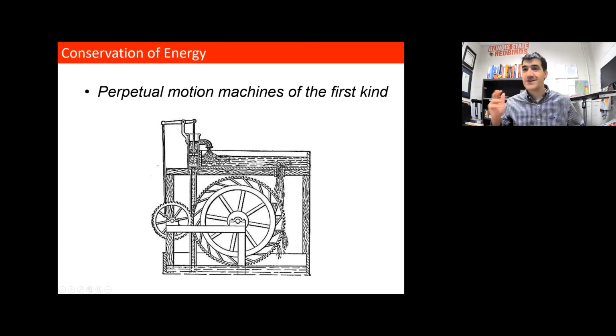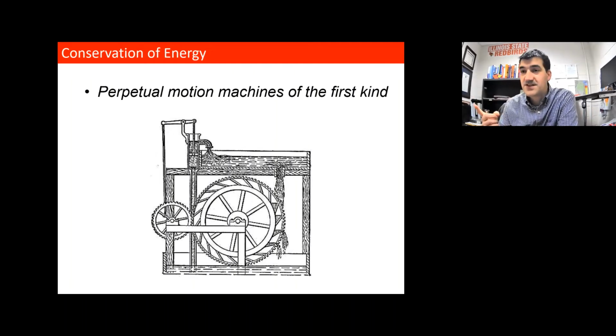Clearly, it doesn't work. We know it can't work because you're getting a work output. I mean, you're getting this rotation of this water wheel and the rotation of this. So this could be connected to do some work, if you had it connected to a generator or a pulley system or something like that. So it could do work without an externally supplied source of energy. So we know it doesn't work. And there are a couple of problems with this.